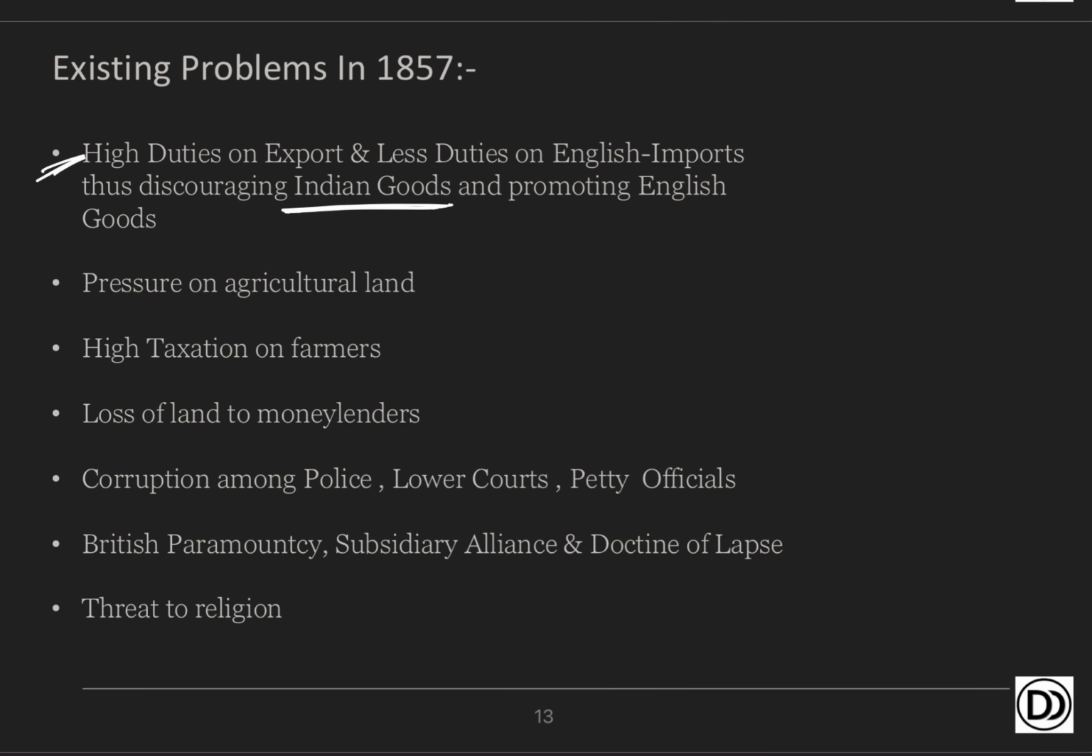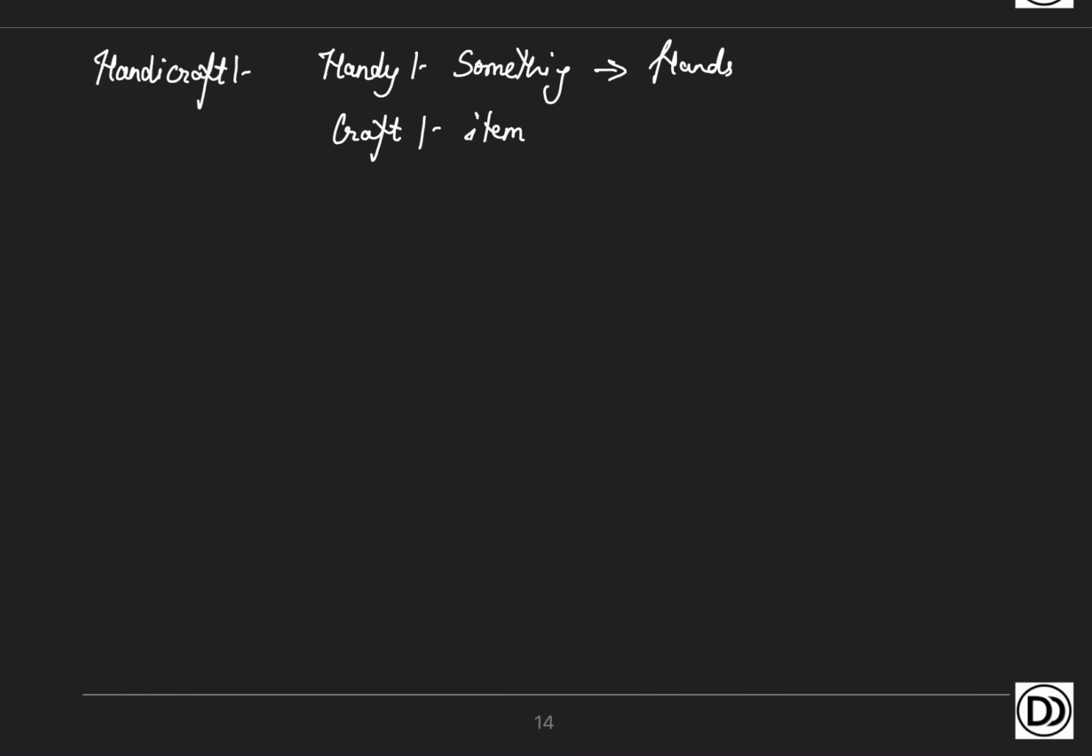To understand this point, let us first understand a few basic terms. First, the meaning of the term handicraft. It's made of two words. Handy simply means something made out of hands. And craft simply means something in the creation of which skill is needed. Very specific skill is needed. So an item that needs skill to be made. So this is simply handicraft.